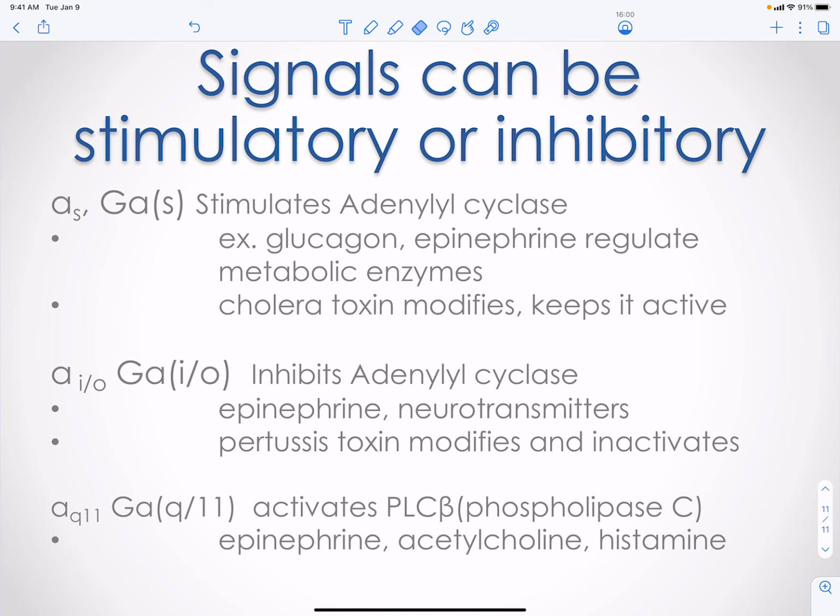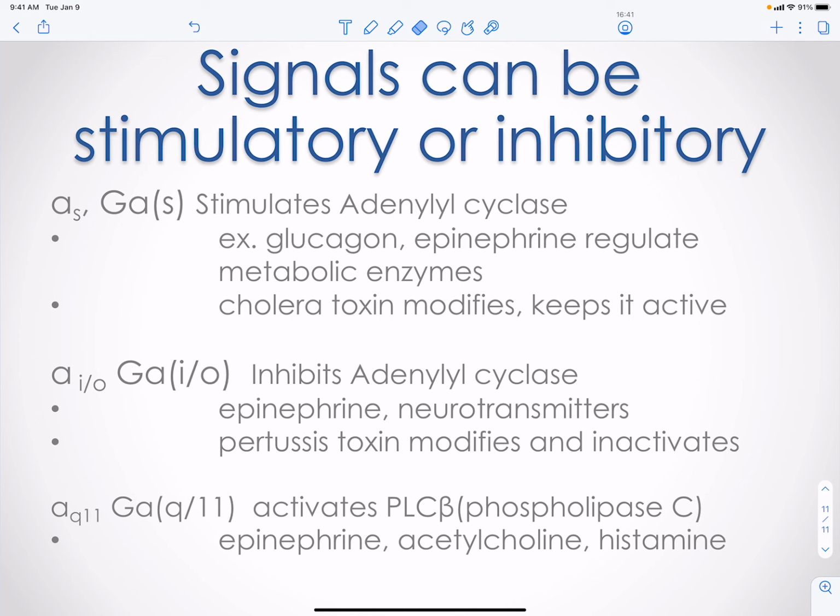Now, our signals from G proteins can be either stimulatory or inhibitory. So we have a G-alpha stimulatory, and examples of hormones that use that are glucagon and epinephrine. Cholera toxin is going to modify the G-alpha stimulatory and keep it active. And that's one way cholera toxin causes its effects, because if you have your G-alpha proteins activated in your gut, you're going to open ion channels, and sodium is going to be released, and water follows sodium, so you get a massive release of water into the gut, and then that leads to the symptoms of cholera.